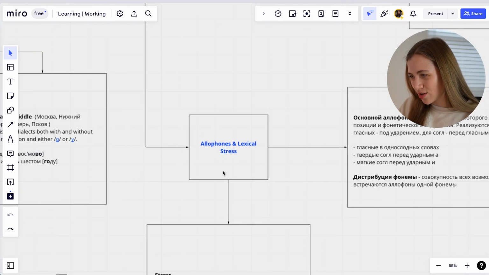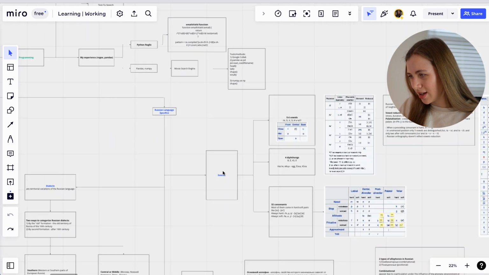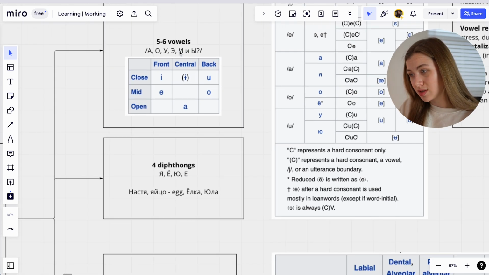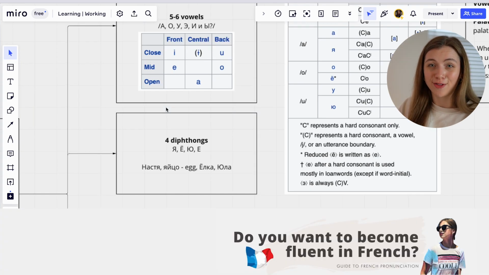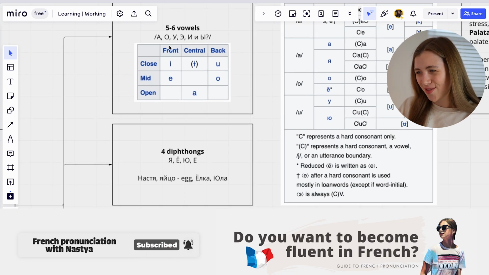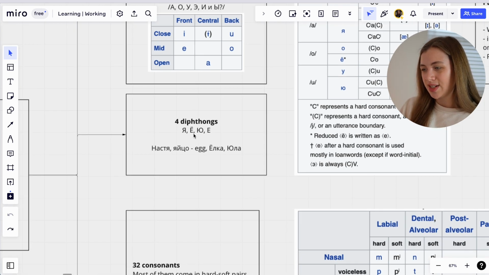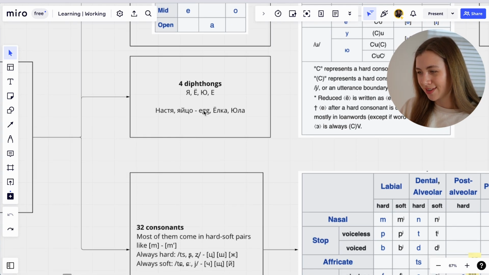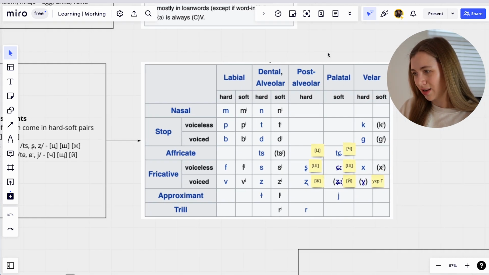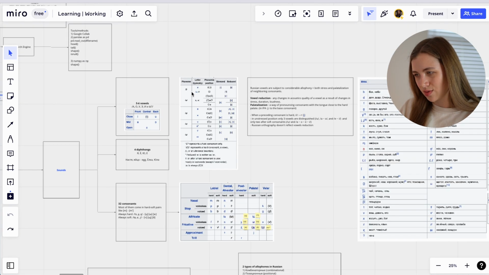Okay, so let's go to sounds then. So the categorizations, how many vowels and their positions. If you're from my French pronunciation channel, then this sounds very familiar to you. Front, central, back, close, mid, open. Then four diphthongs, examples, and how many consonants, and a little bit more about these consonants, how they are pronounced.